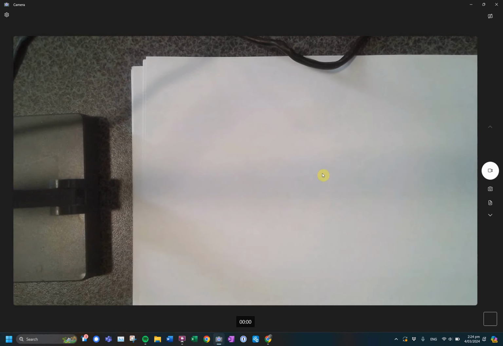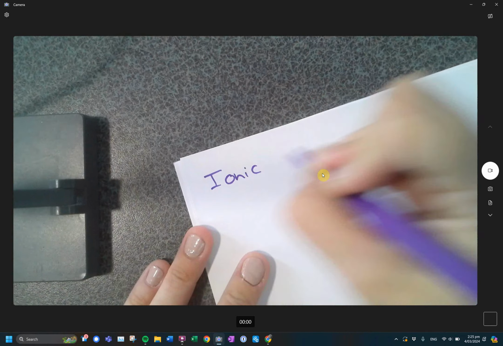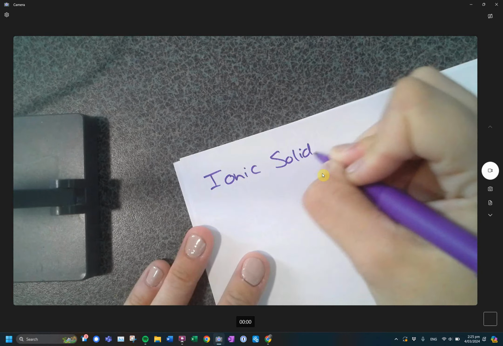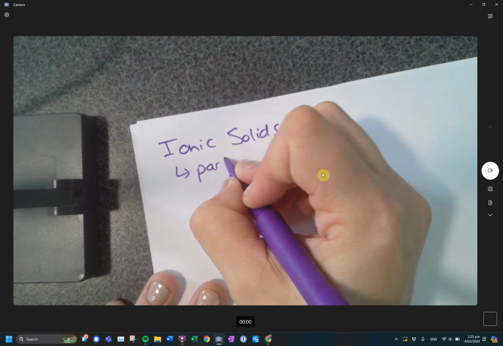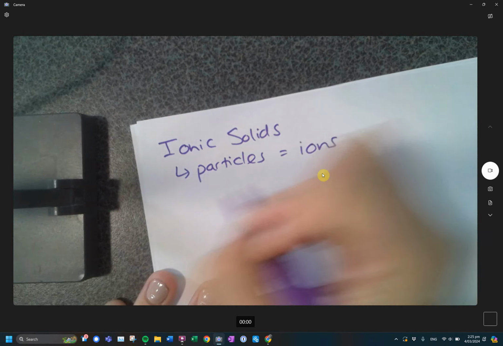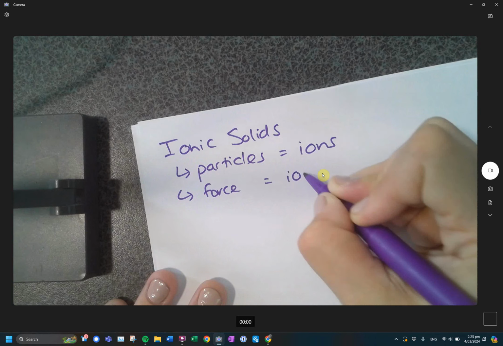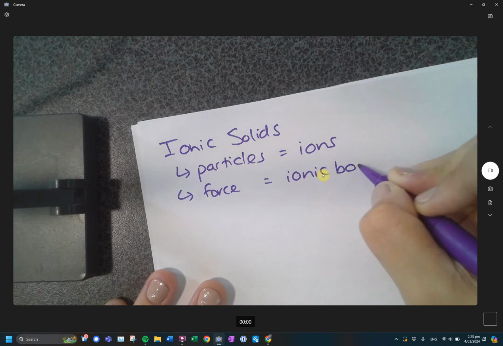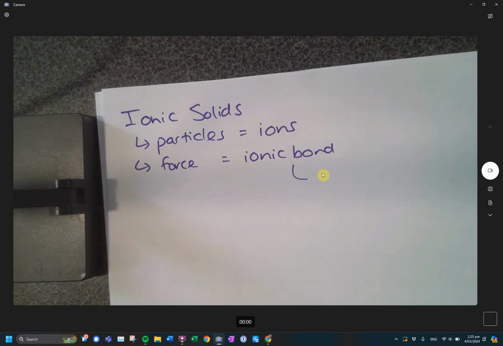So, some things to note with ionic solids. Their particles, you guys remember, are the ions. And the force holding it together is the ionic bond. Now be mindful that that ionic bond is the result of the electrostatic attraction between cation and anion.